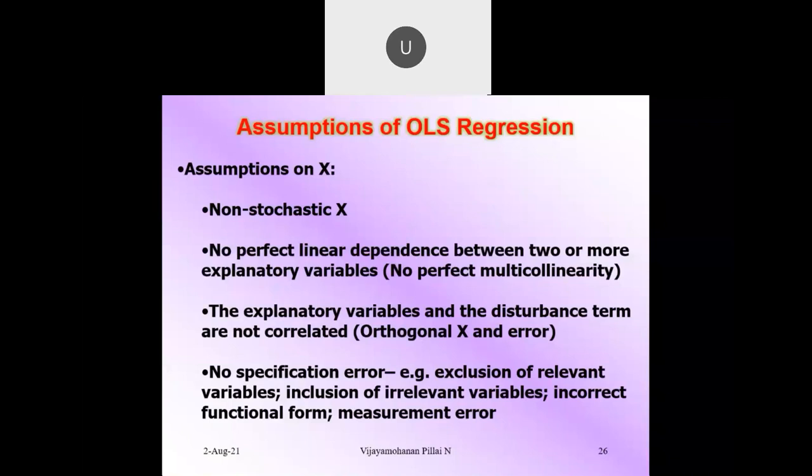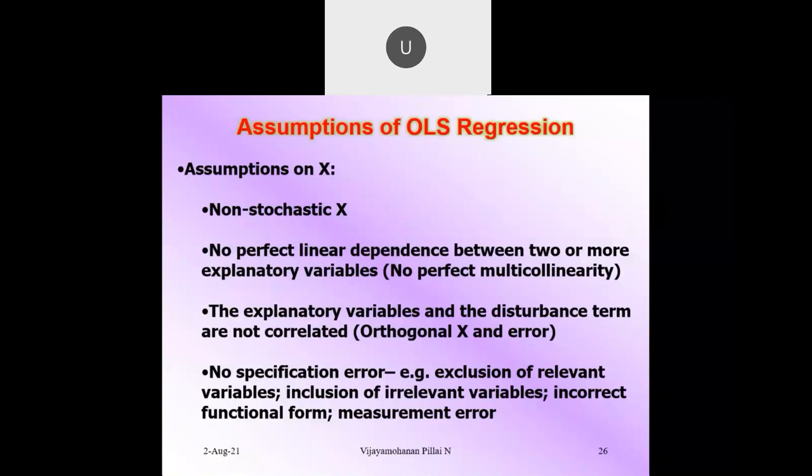The next one is the orthogonal X and the error term. That is, the explanatory variables and the error term are independent of each other. That is, the explanatory variables and the error term are not correlated. Their covariance is zero or their correlation is zero. That is why it is called orthogonal. Orthogonal simply means independence. So X and the error term are independent.